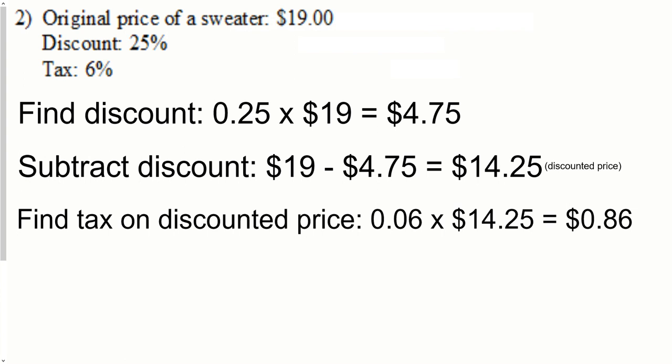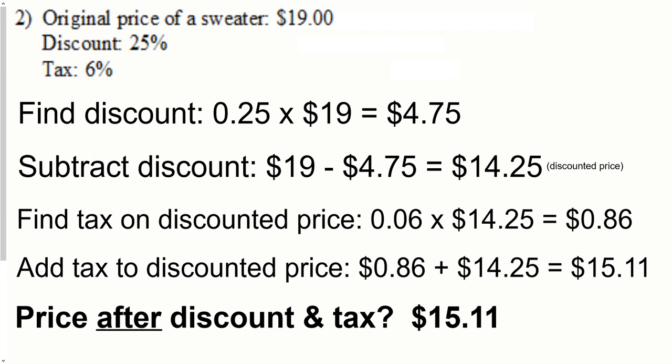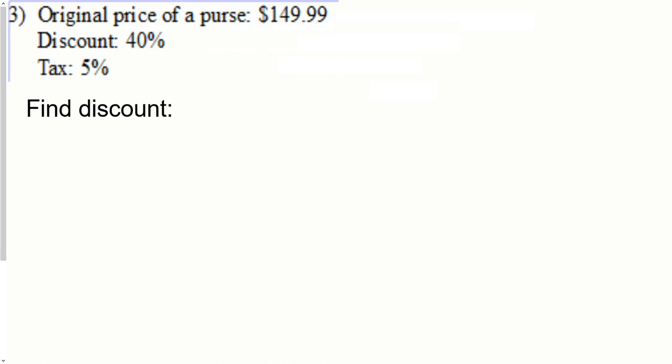So what do we do with the tax now? Add it to the discounted price. So this discounted price and the tax, these two are added up. $15.11. That's our price after discount and tax. One more just in case you need it. The original price of a purse, about 150 bucks, $149.99. Discount 40%. Tax is 5%. So find our discount.